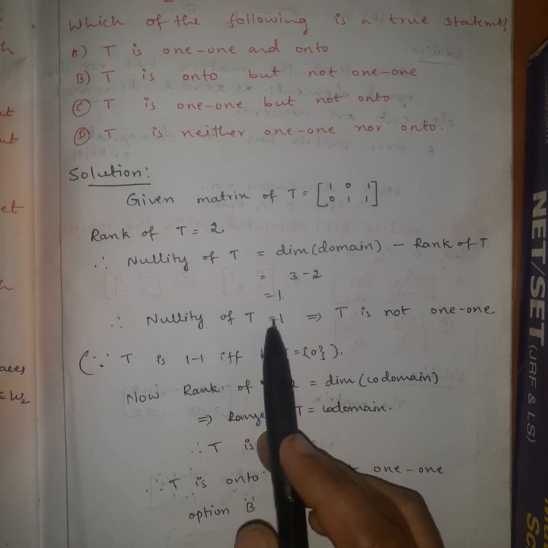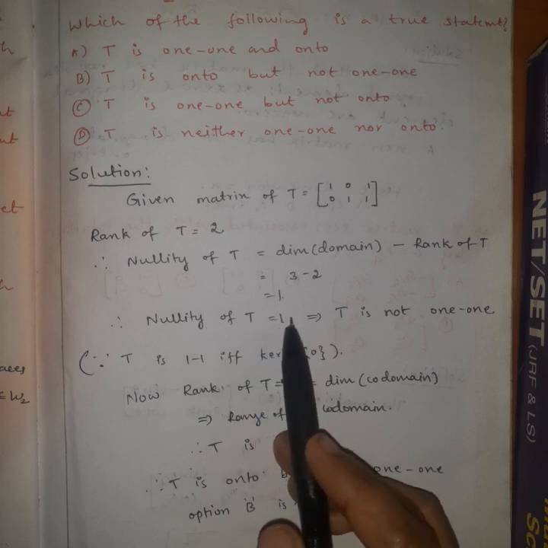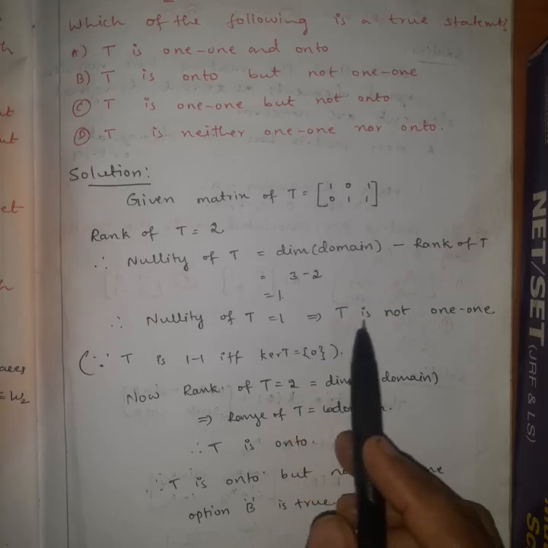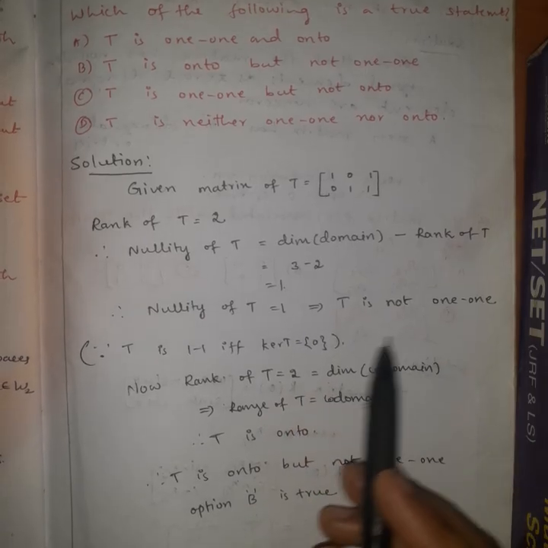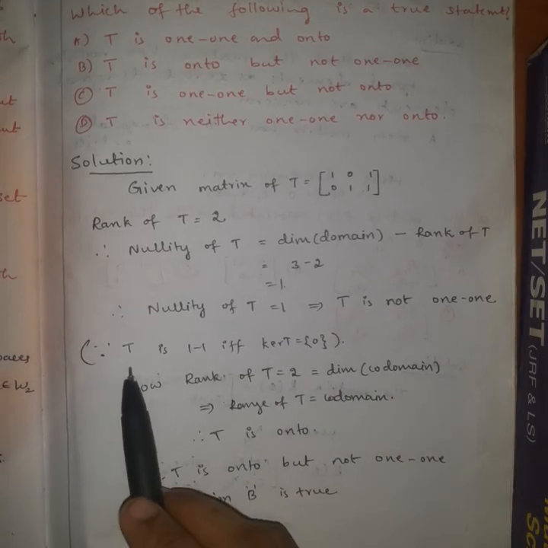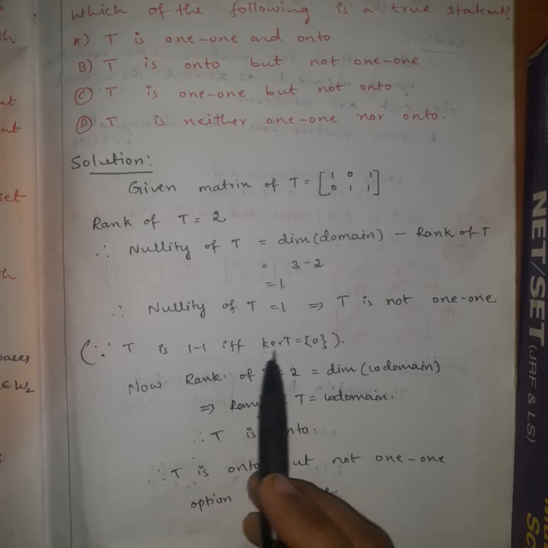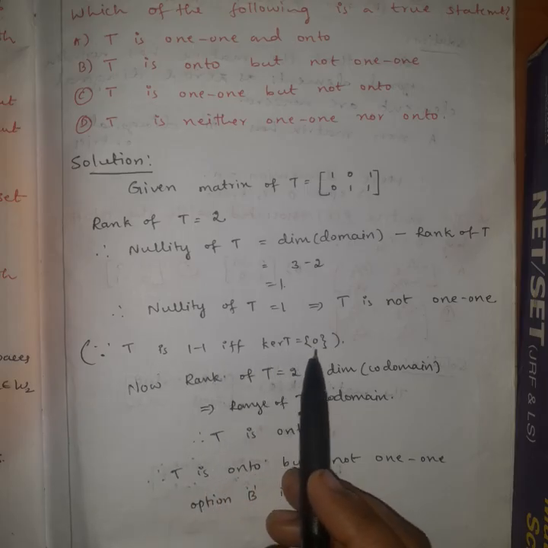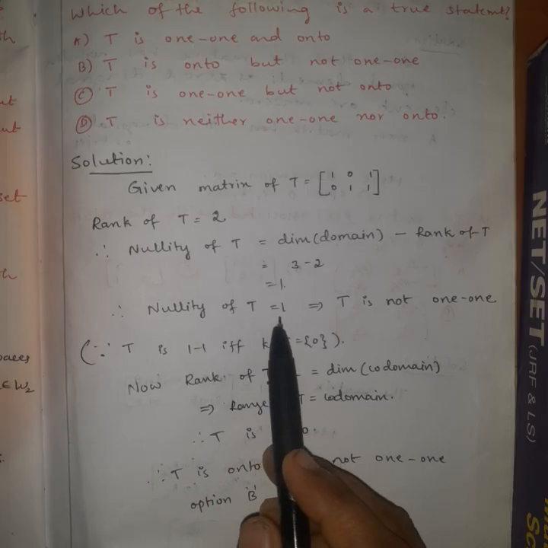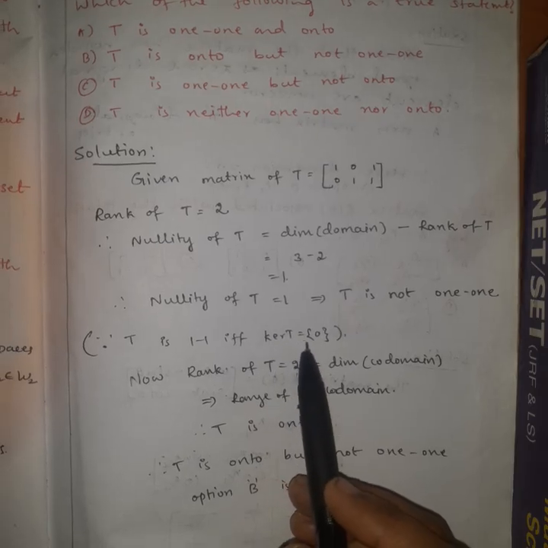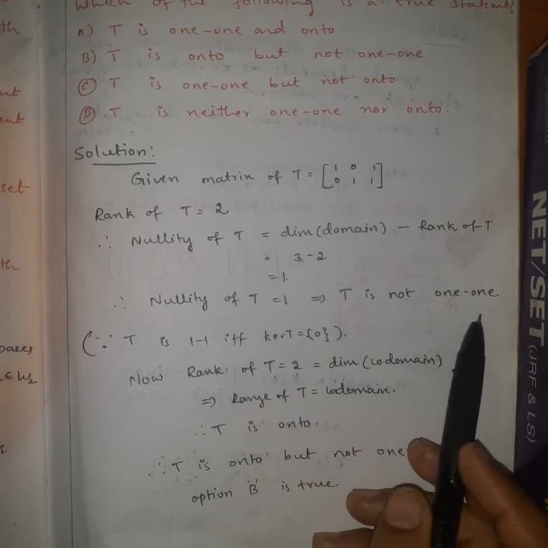Nullity of T equal to 1 implies kernel of T is not equal to 0. Okay, so this implies T is not 1-1. We have the theorem that T is 1-1 if and only if kernel of T equal to 0. So here nullity of T equal to 1 implies kernel of T not equal to 0. This implies T is not 1-1.